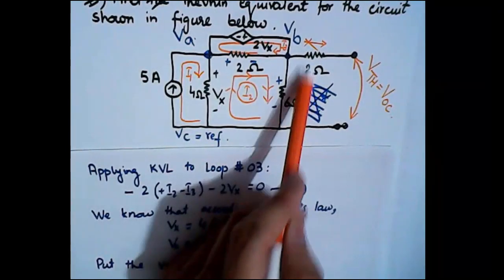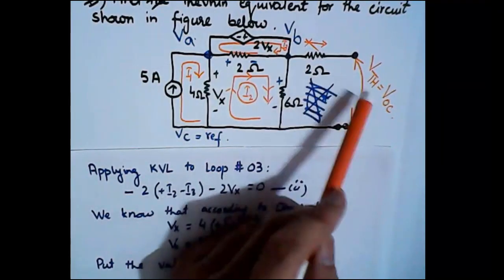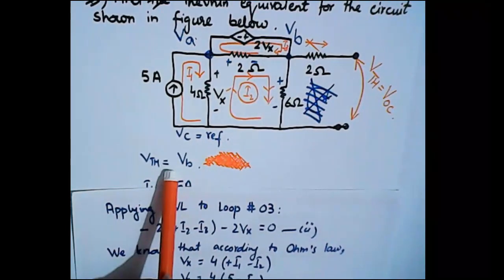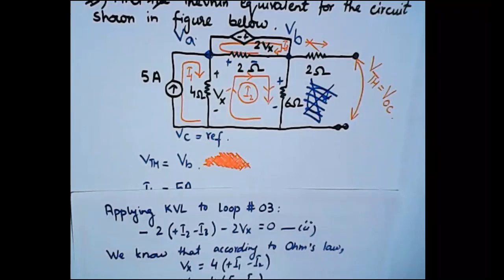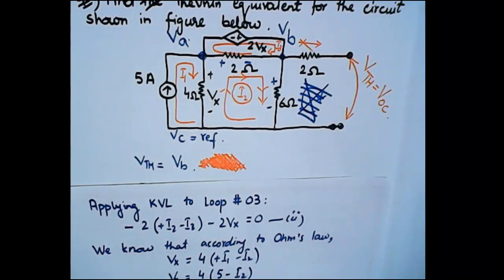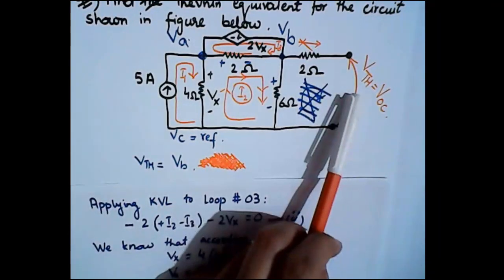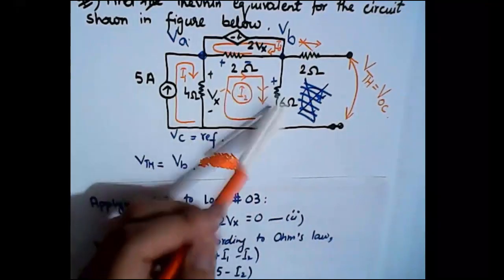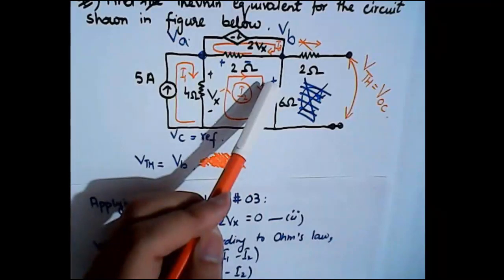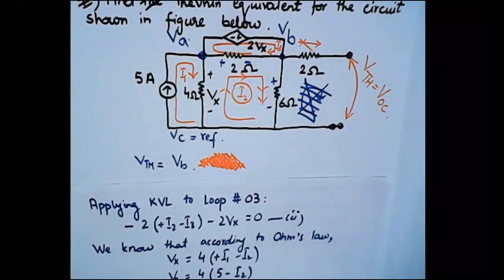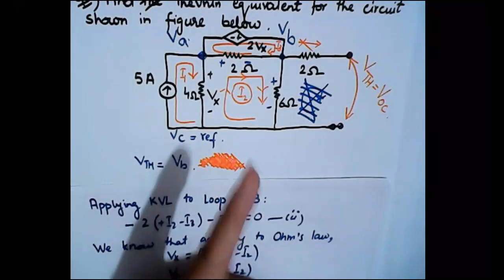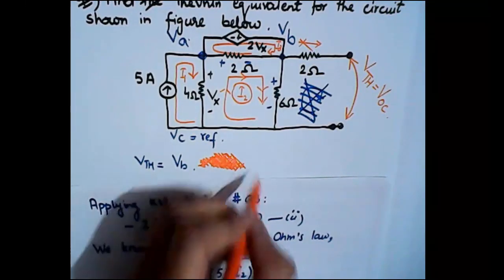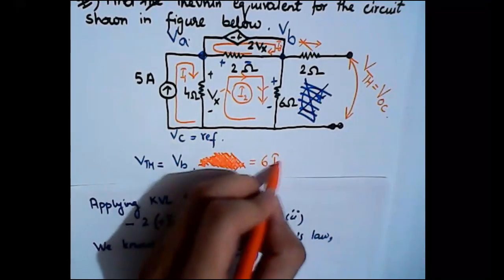There is no current through this 2 ohm resistance, which means VThevenin is equal to VB, which we have already written here. And what is VB? VB is the voltage across this 6 ohm resistance. How many currents are involved in this 6 ohm resistance? Only one current, which is I2. So VB is equal to 6 times I2.